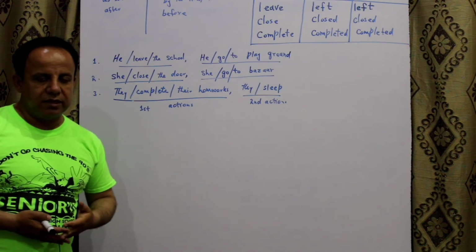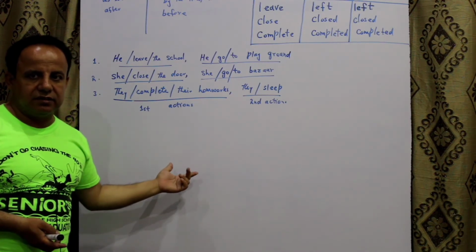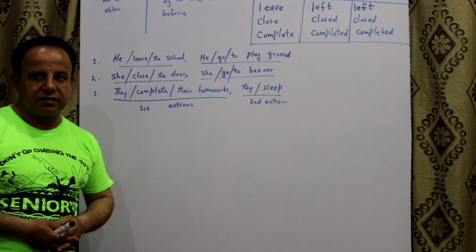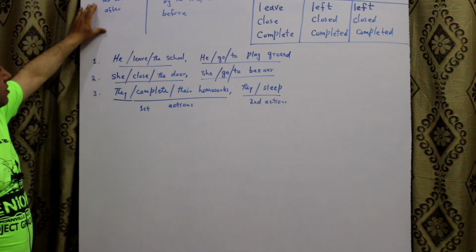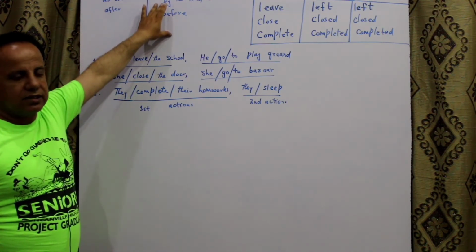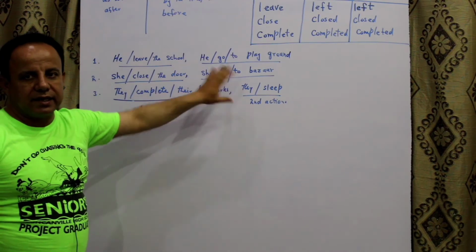Now we are going to make the past perfect tense with the first action, and with the second action we are going to make the past indefinite tense. If you want to use these transitions, we can use them with the first action. If you want to use these transitions, we can use them with the second action.